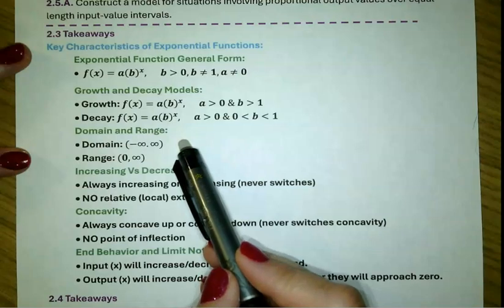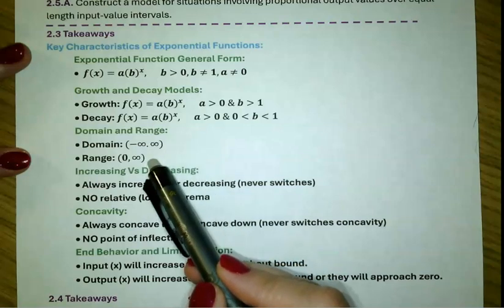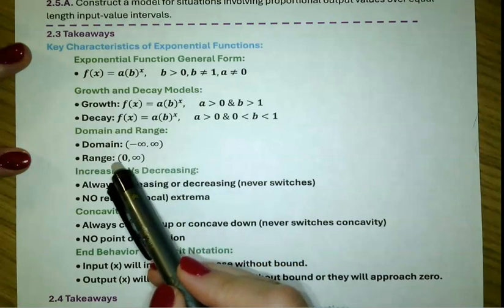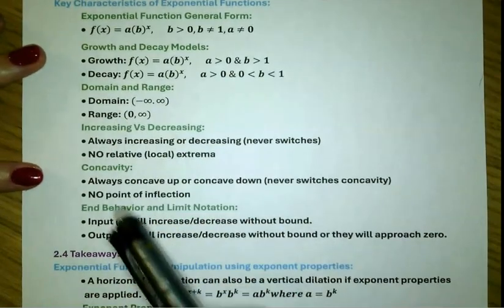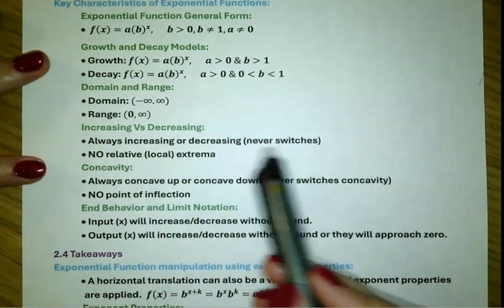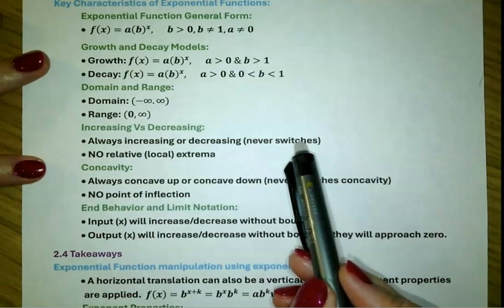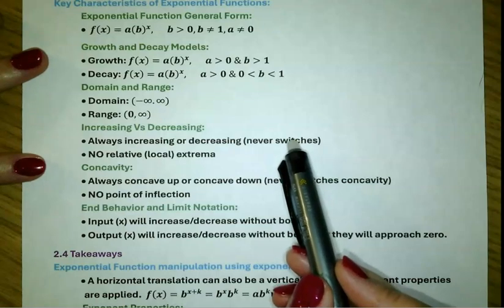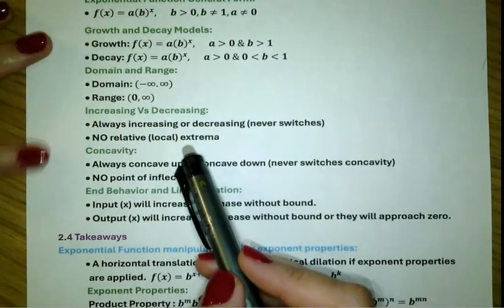We talked about the domain and range of exponential functions. So the domain goes from negative infinity to positive infinity, and the range goes from 0 to infinity. But notice it doesn't include 0 because that's where that horizontal asymptote is. We talked about the fact that exponential functions are always increasing or decreasing. They never switch and have both. So you won't have an increasing piece of the graph and a decreasing piece of the graph when you're talking about exponential functions, which means there is no relative extrema on these functions.